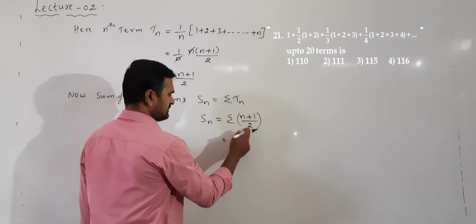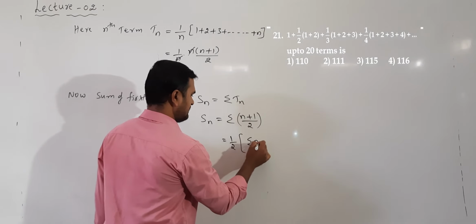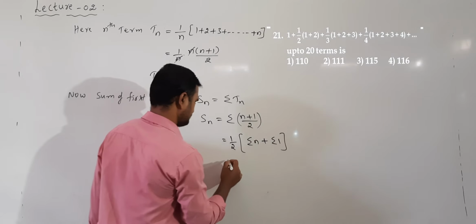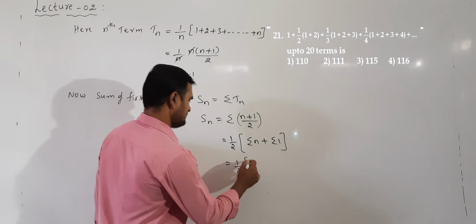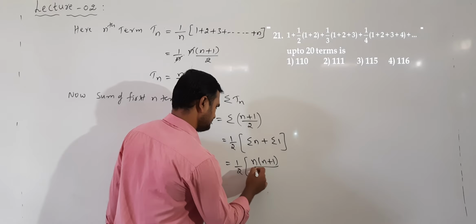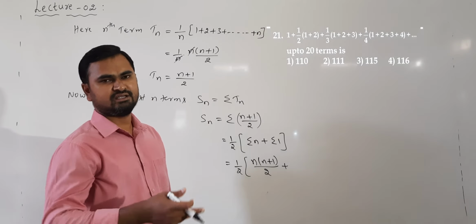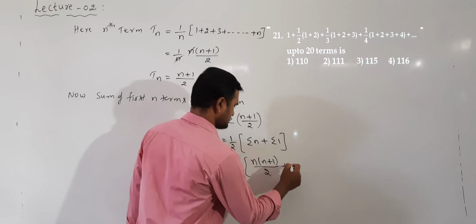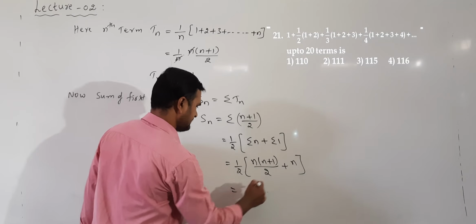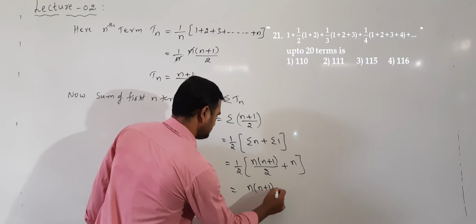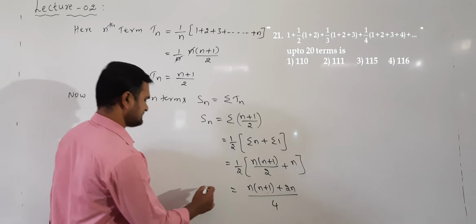So simplify: 1 by 2 is a constant, so it goes outside. Apply sigma n plus sigma 1. So 1 by 2 into sigma n, which is the sum of n natural numbers, n into n plus 1 by 2, plus sigma 1. Sigma 1 means 1 is added n times, so we will get n. Taking LCM and simplifying, we will get n into n plus 1 plus 2n divided by 4. So this is Sn.